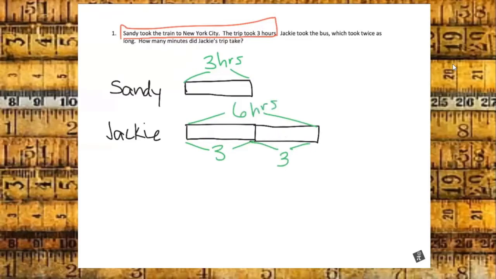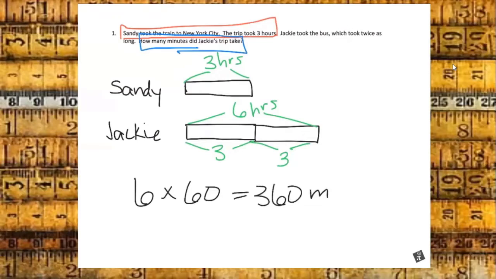But the big question is, how many minutes did Jackie's trip take? So we need to take that 6 hours. Each hour is 60 minutes. So 6 times 60 is 360 minutes. So Jackie's trip is right there, 360 minutes.